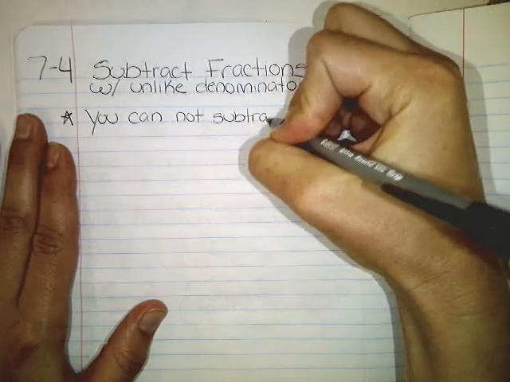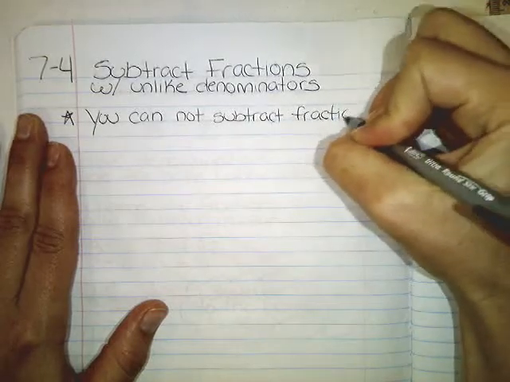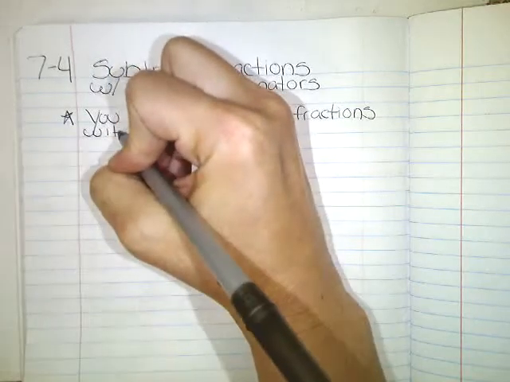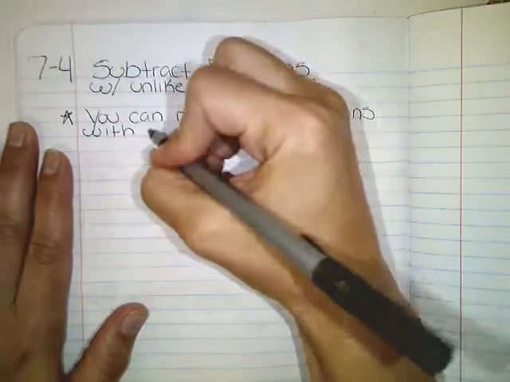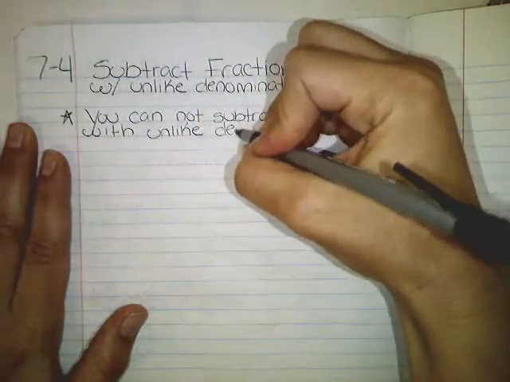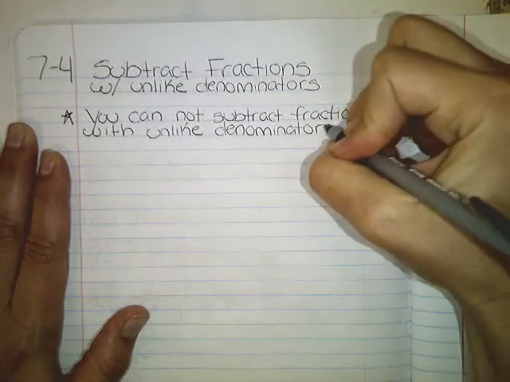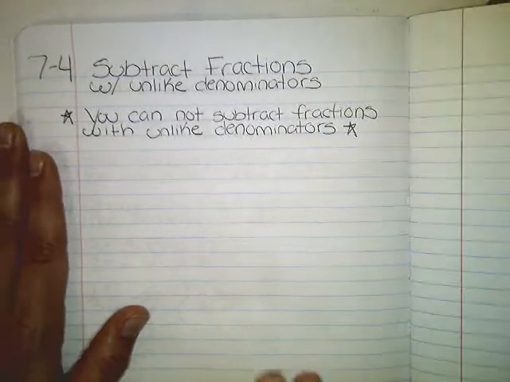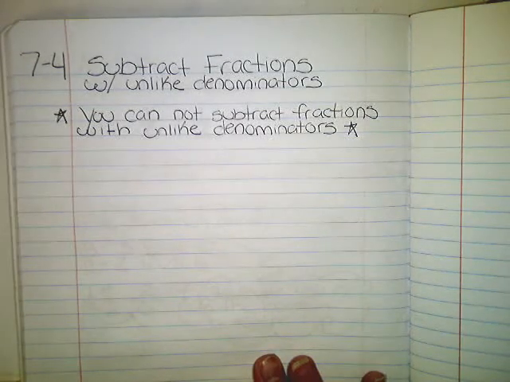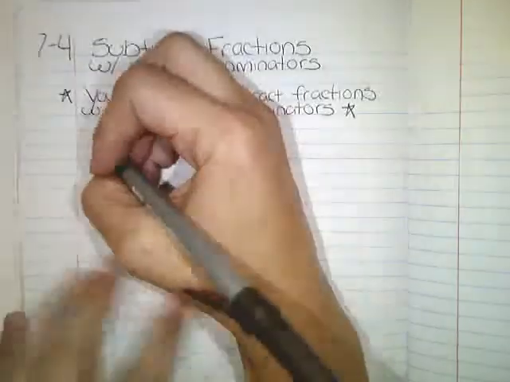You cannot subtract fractions with unlike denominators. The same rule applies when adding fractions. The same rule applies with subtracting fractions. Let's go ahead and look at the following problem.